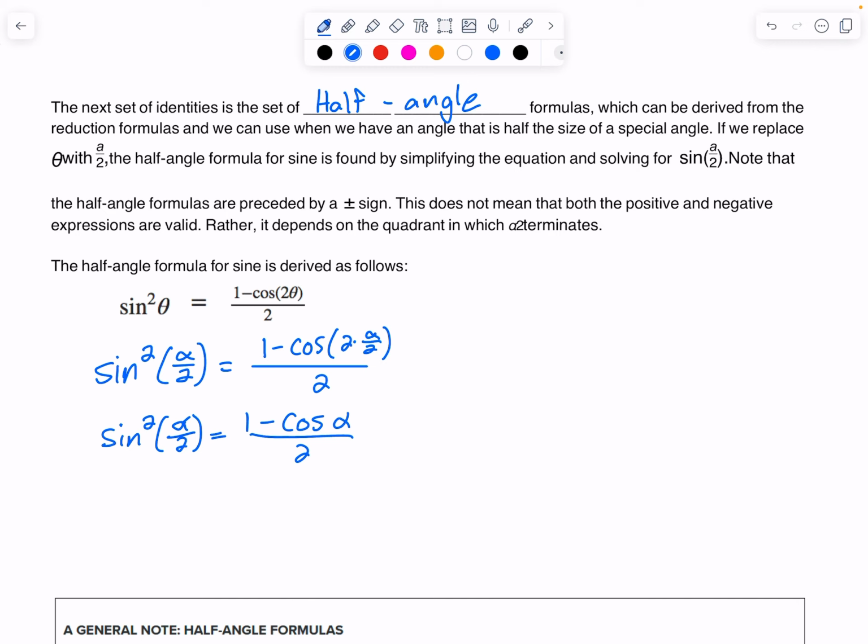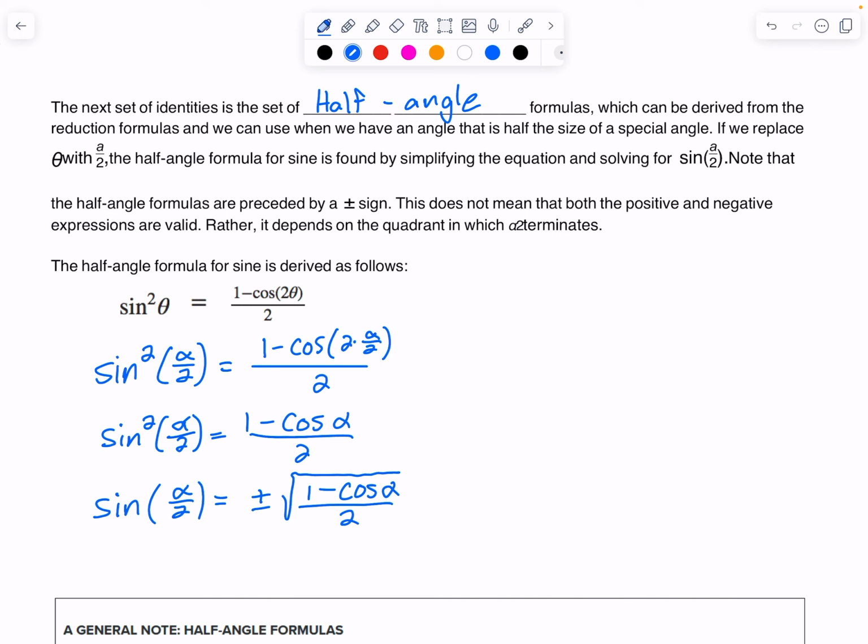And then we get 1 minus cosine of alpha. This isn't where I want it, though. I would like to have sine of alpha over 2 equals something, so I need to get rid of that square. I'm going to take the square root, but when I take the square root, I have to introduce a plus or minus. That's from PreCalc 1. So we get sine of alpha over 2 is equal to plus or minus the square root of 1 minus cosine alpha, over 2. That's our formula.